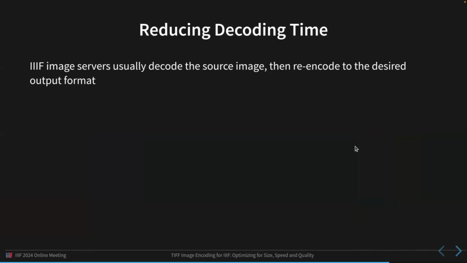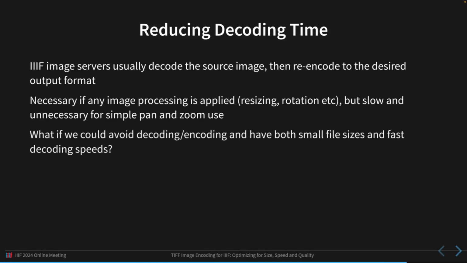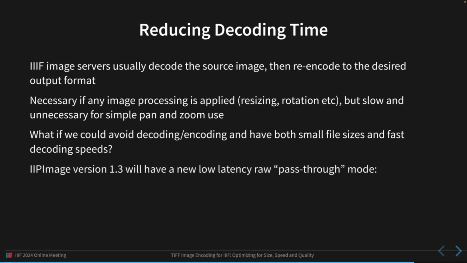So can we reduce decoding time even further? IIIF image servers usually decode the source image, then re-encode to the desired output format. This, of course, is necessary if any image processing needs to be applied, but is slow and unnecessary for simple pan and zoom use, which happens to be the majority use case for IIIF. So what if we could avoid this decode encode cycle and have both small file sizes and fast decoding speeds?